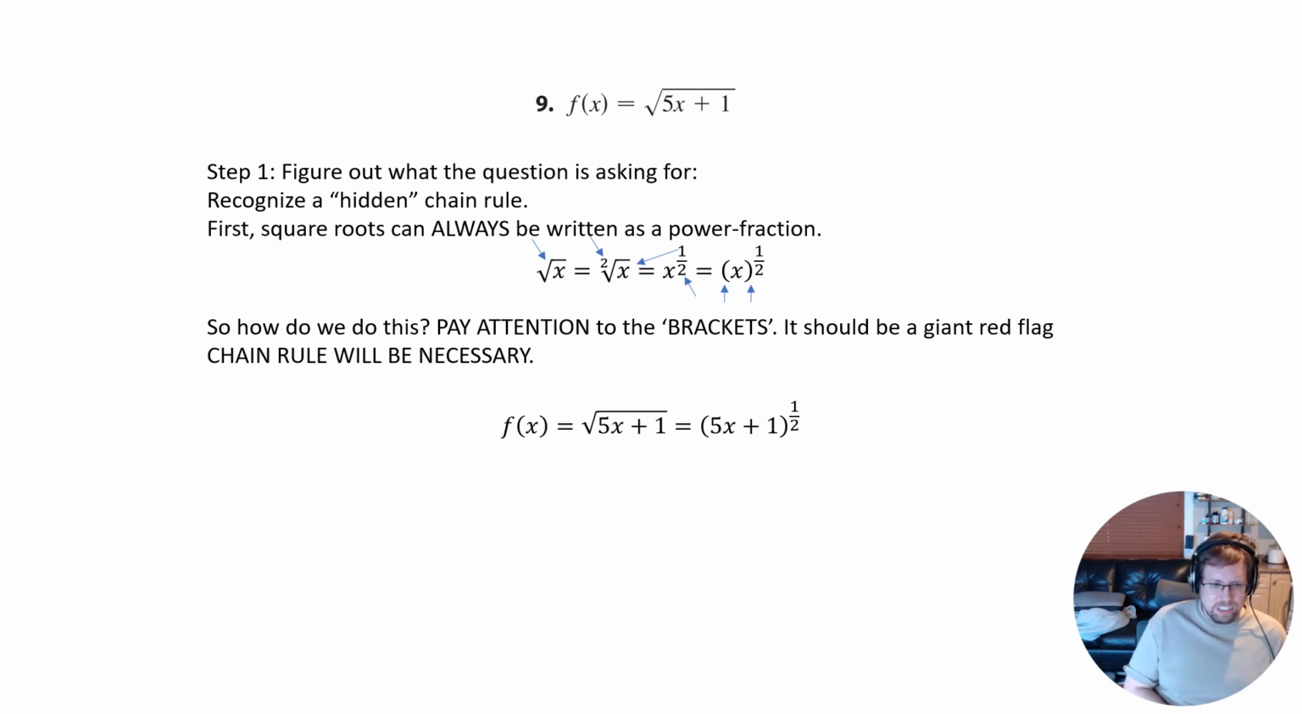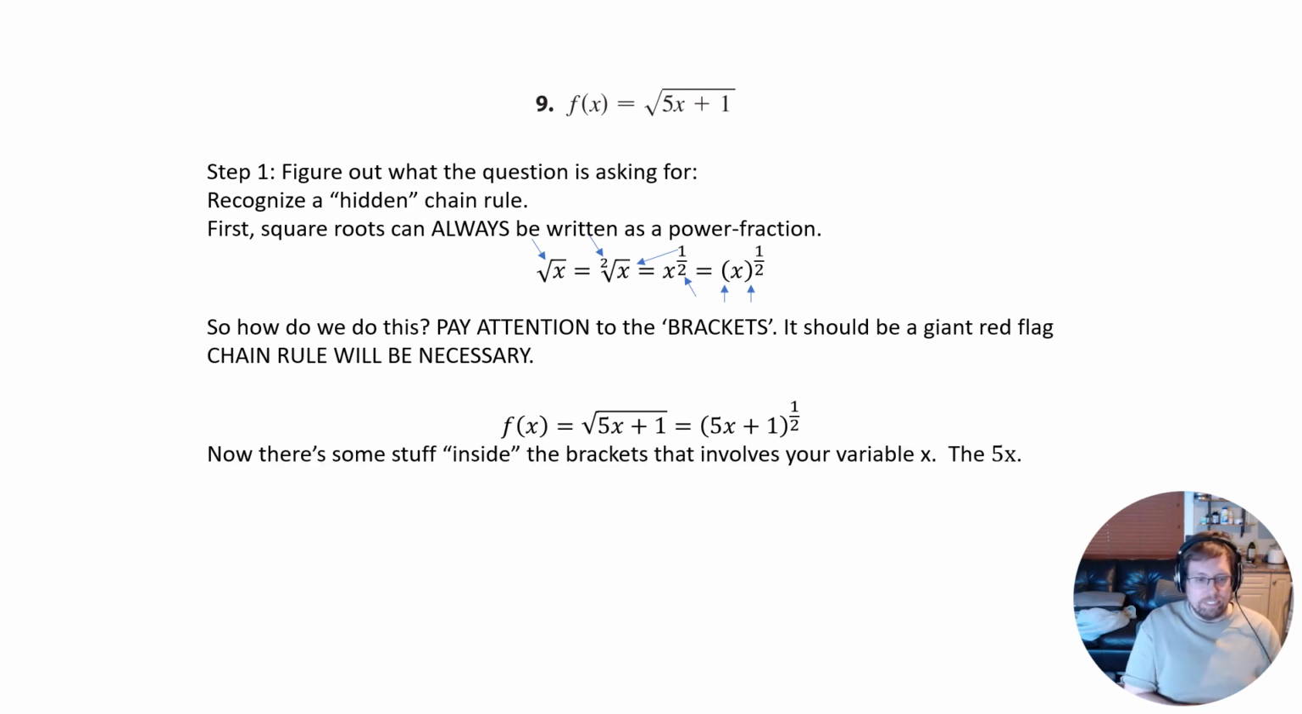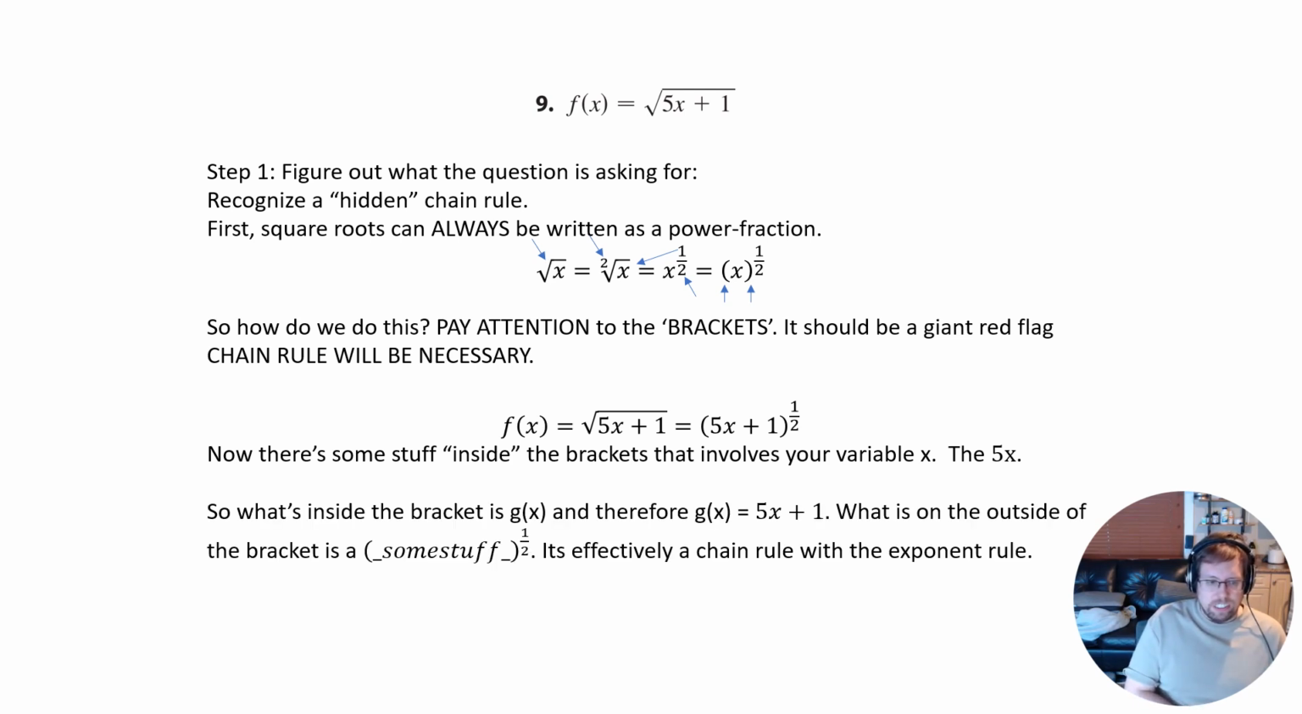So in our case, we have the square root of 5x plus 1. All that I'm doing here is I'm basically putting it in brackets, and I'm taking it to the power of 1/2 using the same rule we did before. And so now we see there's stuff inside the bracket that involves your variable x, the 5x, and we can see there's stuff outside the bracket. So our inner function, the g of x, is just going to be 5x plus 1. On the outside, you basically have your stuff inside, and then you have the 1/2 power. So it's effectively chain rule, and we're going to use the exponent rule.